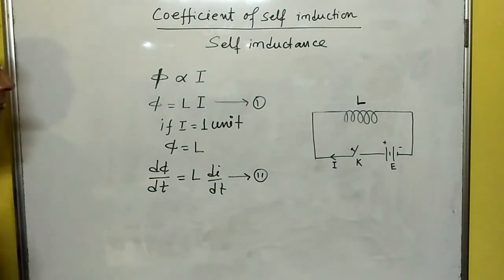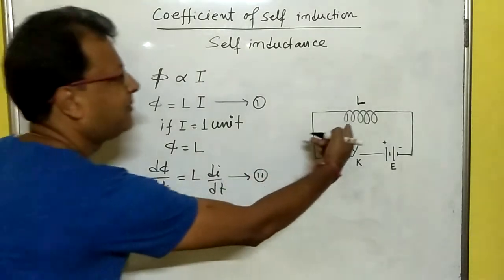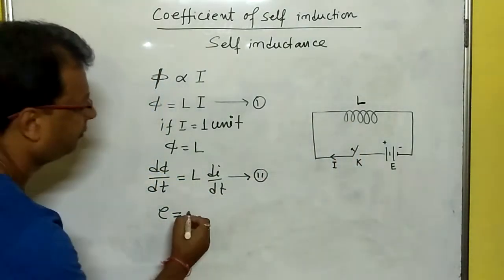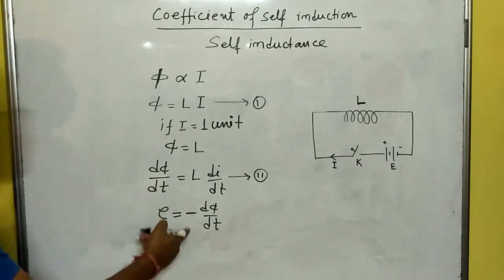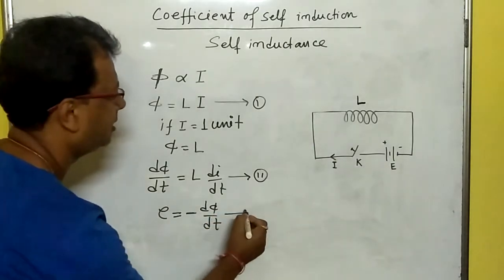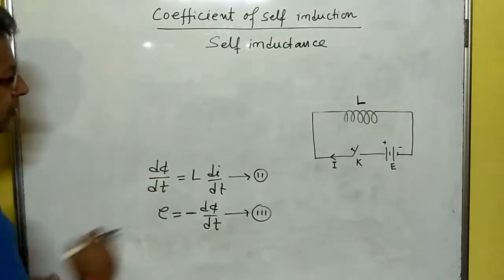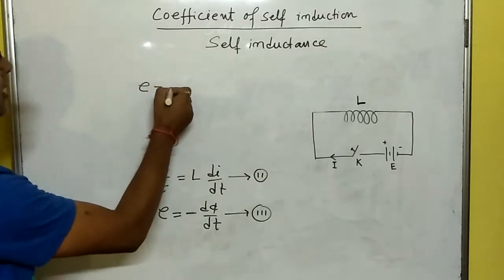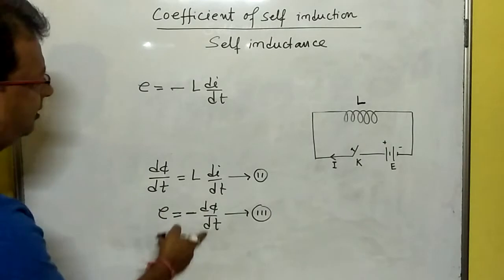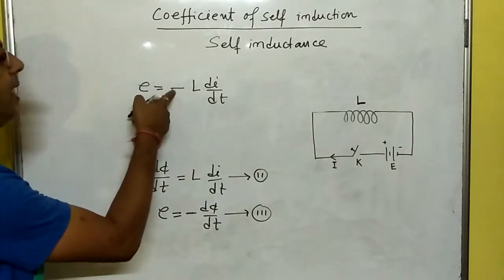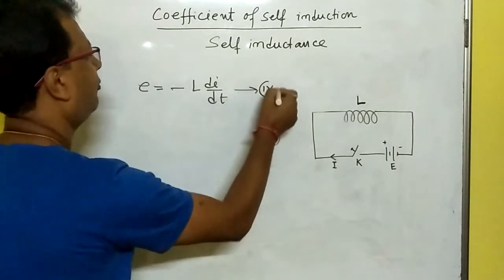Now, we have learned from Faraday's law of induced EMF that EMF is induced in the coil. From Faraday's law, E equals minus d phi by dt. Remember, this minus sign is because of Lenz's law. So E equals minus d phi by dt. This is equation number 3. From equation 2 and 3, we can write that induced EMF E is equal to minus L into di by dt, because d phi by dt is L into di by dt. This is equation number 4.